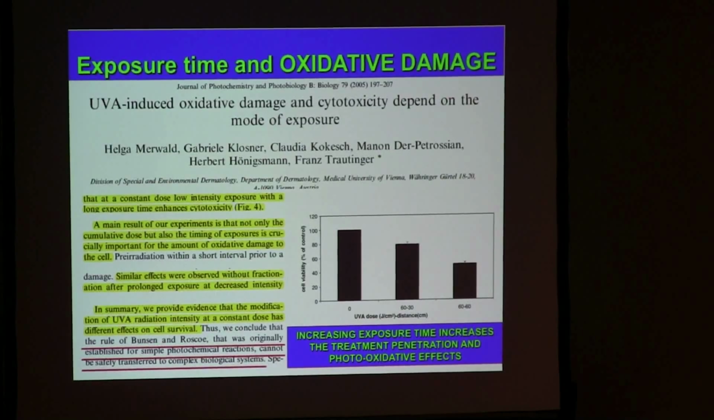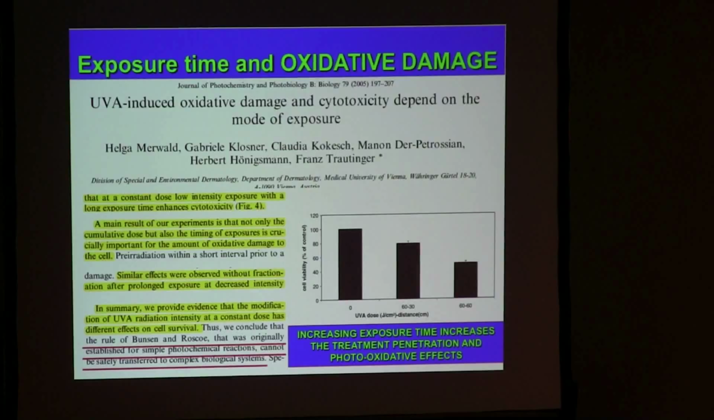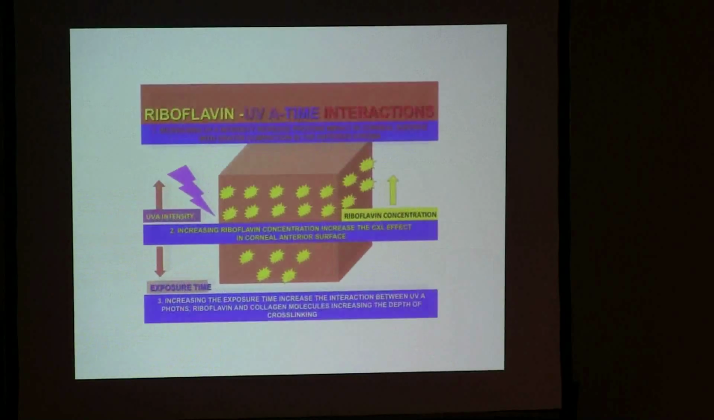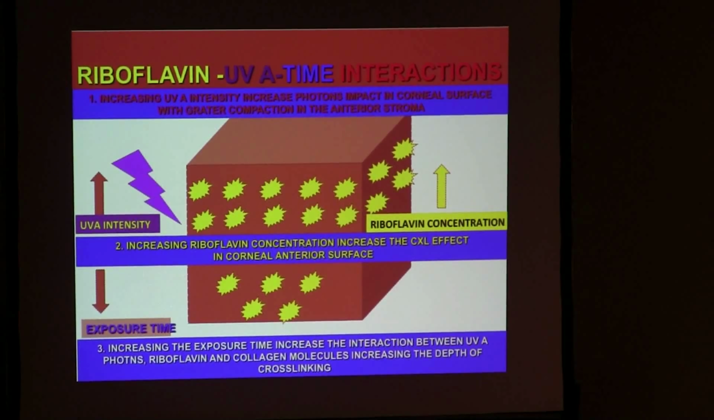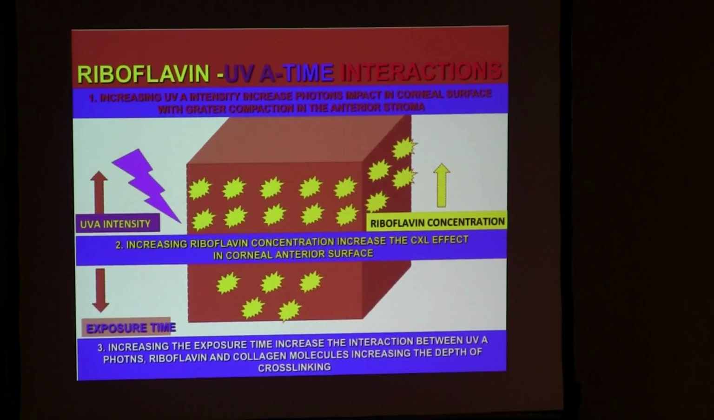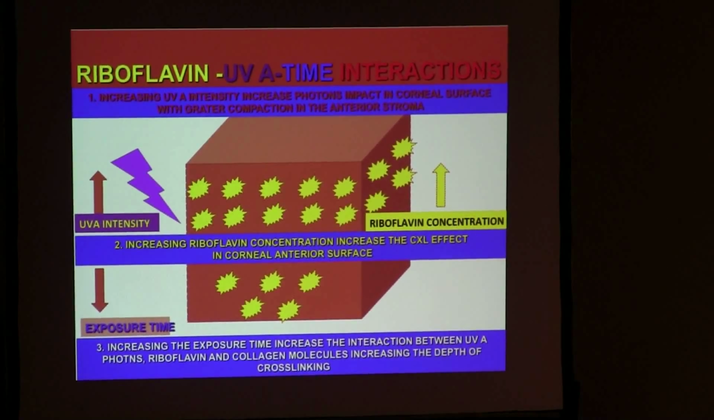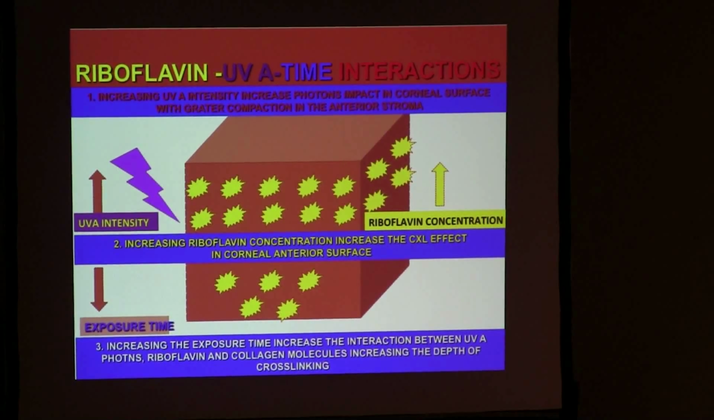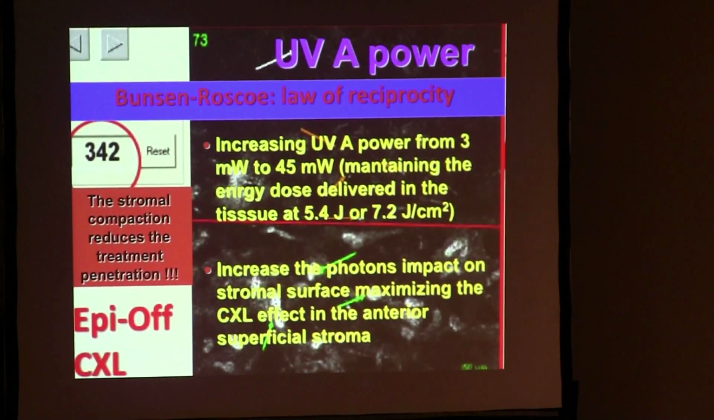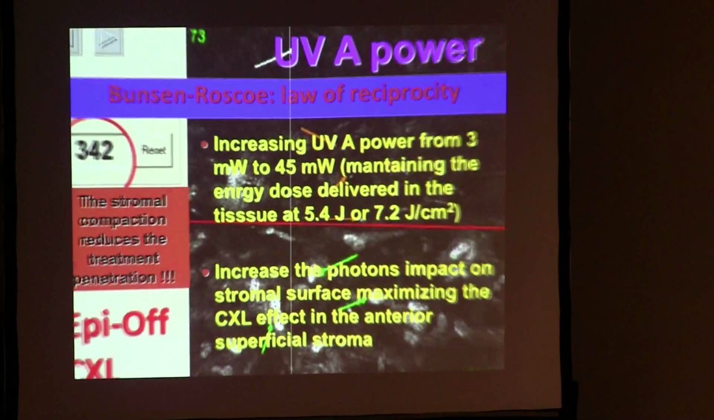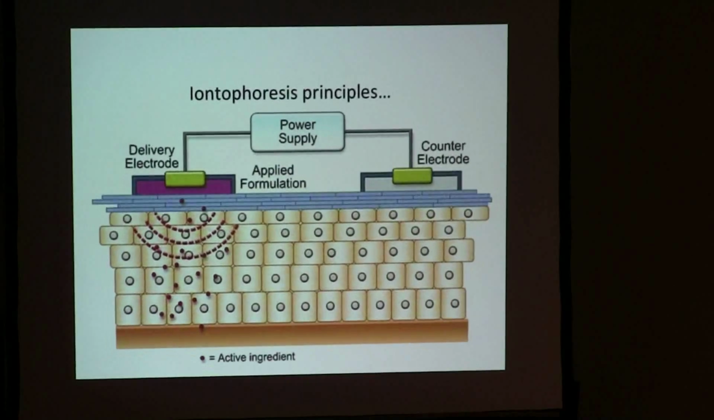So we cannot treat the cornea with the same result at 30 milliwatt with respect to 3 milliwatt. And actually, our experience is this: if you use a high power, you will get more superficial cross-linking. And if you use low power, you will go deeper. And I go fast. This was demonstrated by histological and confocal microscopy studies.